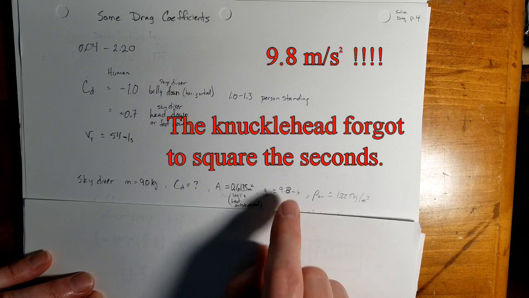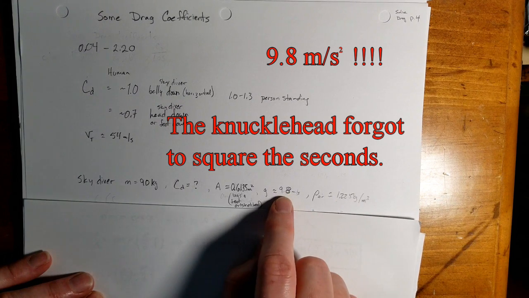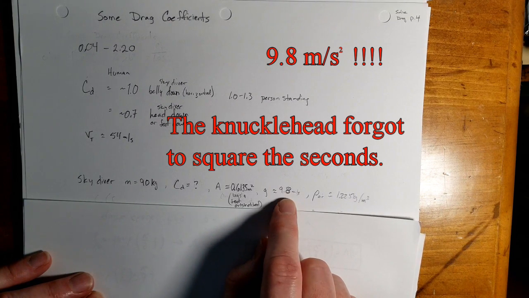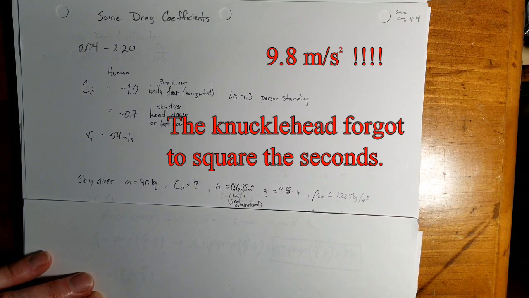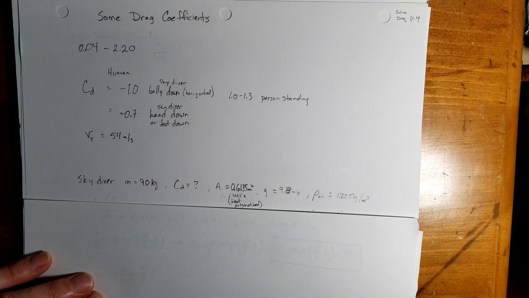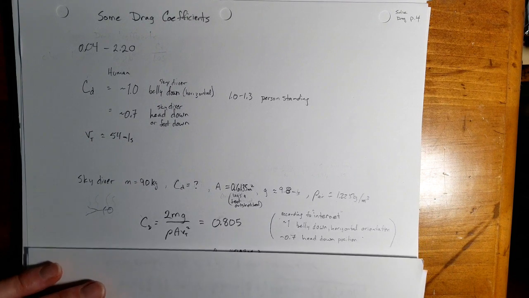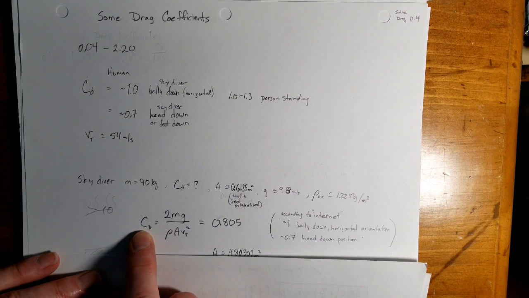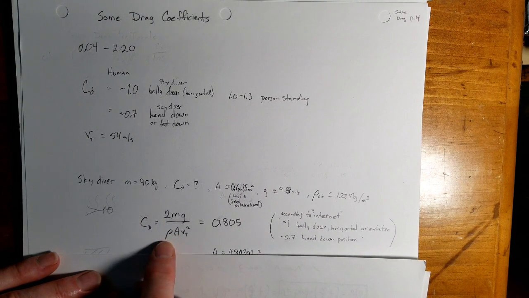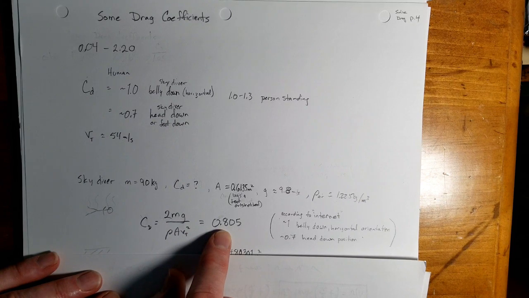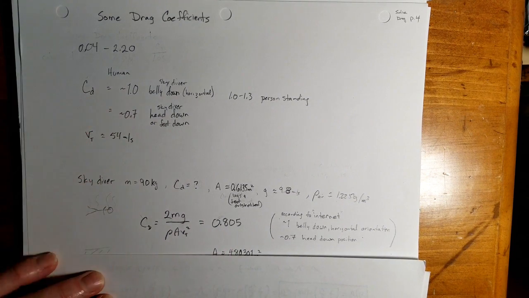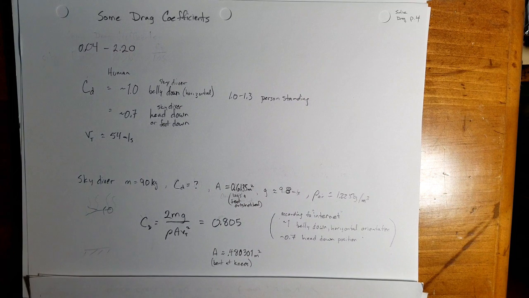My speed is going to increase as I fall, but it's not going to increase significantly, so this is close enough. And the density of air is about 1.225 kilograms per cubic meter. Again, it does change depending upon how high up I am, but again, close enough. So my drag coefficient would be 2mg over rho A times my terminal speed squared, which puts it about 0.805, which puts it in the ballpark here. So this was done if I'm outstretched.